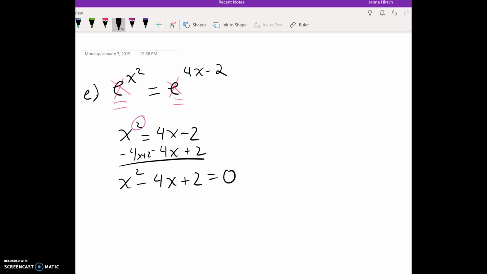In regards to factoring, this is not factorable. We can't find two numbers whose product is 2 that sum to negative 4. So what that means is we're going to use the quadratic formula. And a quick reminder in regards to the quadratic formula, let me write this over here on the side.